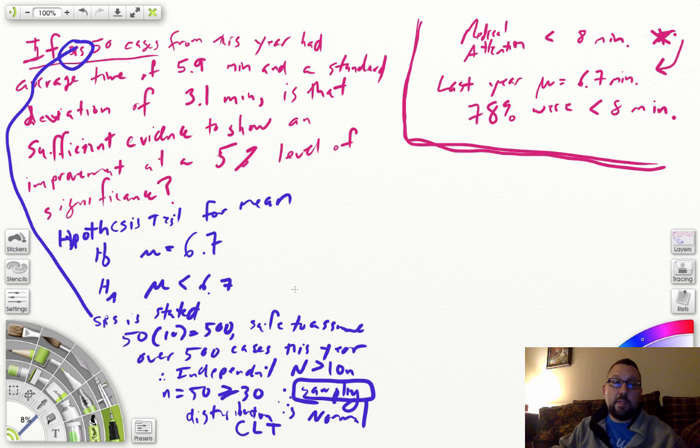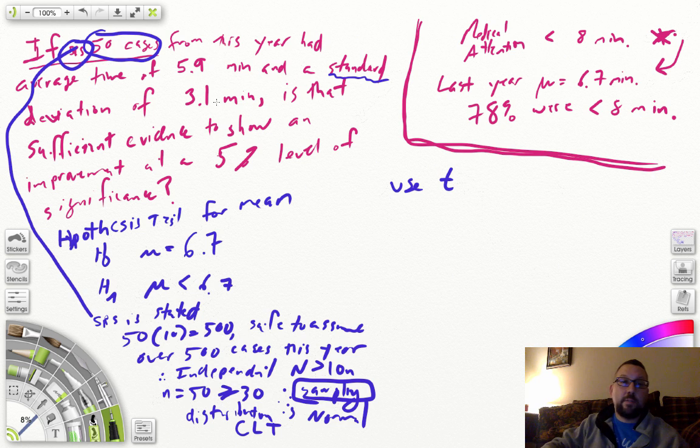All right, sigma is unknown. I'm going to use t. Even though up here it says standard deviation, that standard deviation is not the population standard deviation, because it tells me that of these 50 cases, of this sample, I get a standard deviation, that's an s, for my standard deviation. So I'm going to use t.